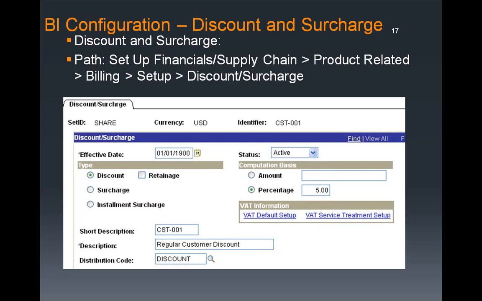Oh, okay. So on the billing page, you can have surcharge and discount as two codes. Then you can add that. Okay.